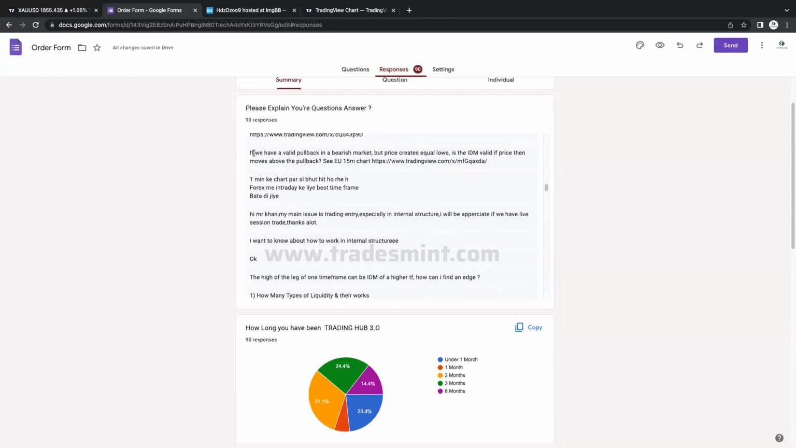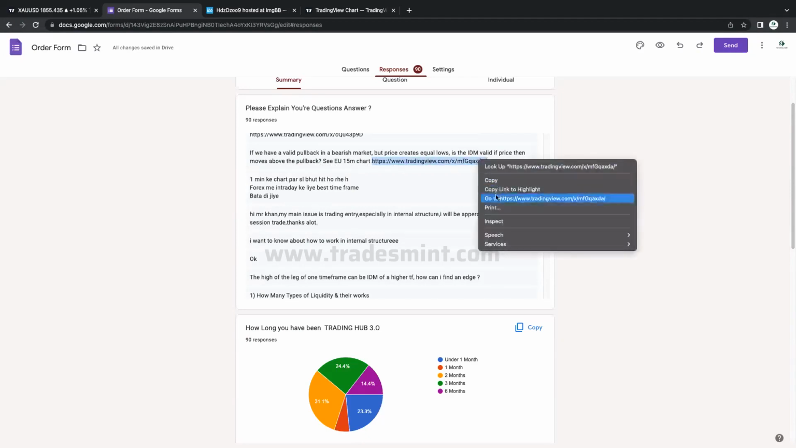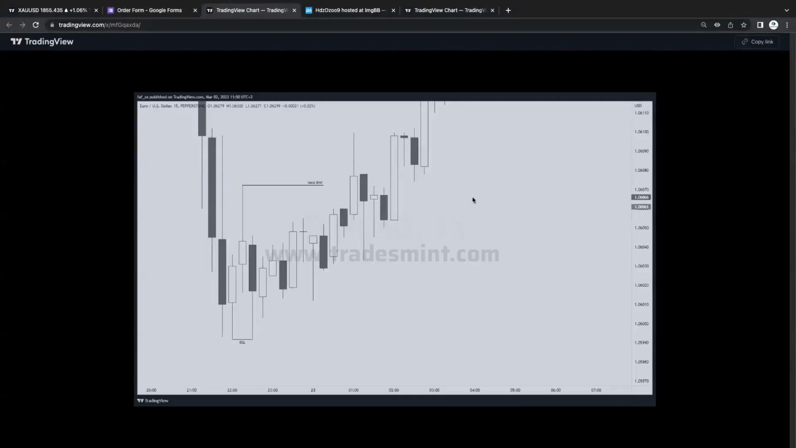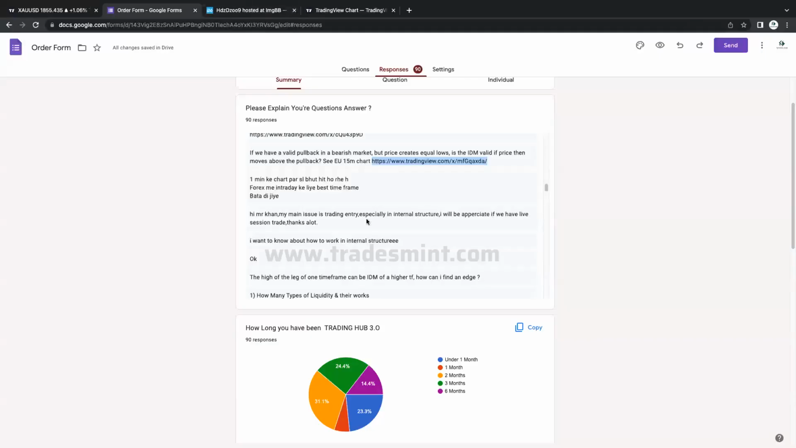The next question is: if we have a valid pullback in a various market, if price creates an equal low, right, then it is taken out and then moves in a pullback. See the M1 chart. Valid IDM? Sir, this is not a valid IDM. Price must break the previous low, right? So this is not a valid IDM.